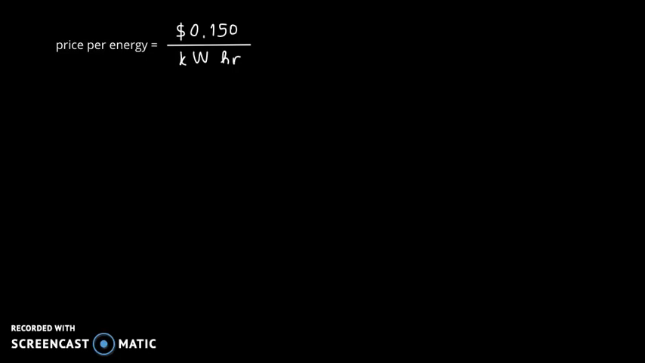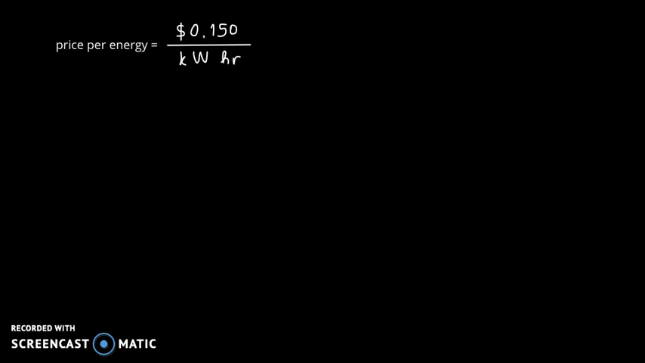In this problem, we are calculating the cost of electrical energy. Now, let's assume that the price per energy for electrical energy is $0.15 per kilowatt hour. Now, what kind of unit is kilowatt hour?